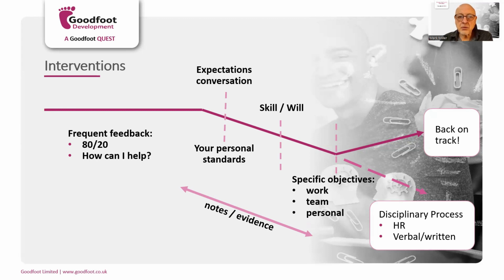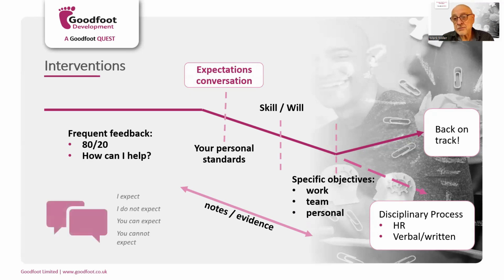So frequent feedback to start with, 80-20 rule. This is 80% of them talking, 20% of you talking. How can I help will be a question very often, and the person performing well will tell you and be clear about that. It'll all be great, but we move along and then we get a drop on that purple line in performance. Performance is falling off. What do we do? Have an expectations conversation. Talk about your personal standards first. Look, this is my expectations of you. We've had those expectations. You can expect this. You cannot expect that. That's the expectations discussion, as you can see from the words in the bottom left.